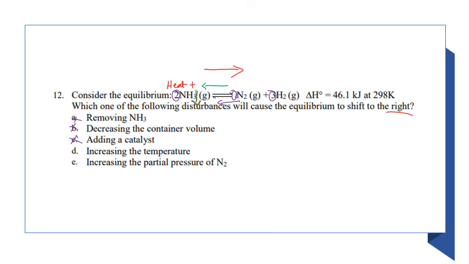Increasing the temperature, so when you increase something on this side, what will happen? The system will have a tendency to go this way. That is exactly what the question is asking for. So the answer is D. And the last one is increasing the partial pressure of nitrogen. That means if you are increasing the pressure here, what will happen? It will have a tendency to go to the other side. If you do this one, it will go this way. Okay, so the answer is D.